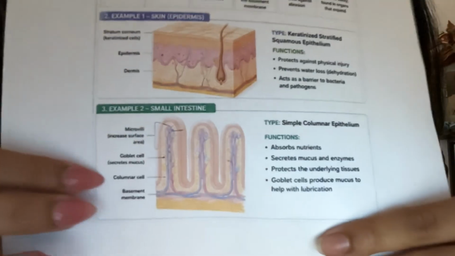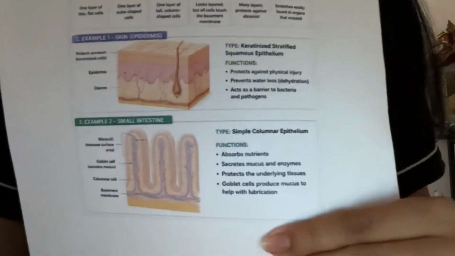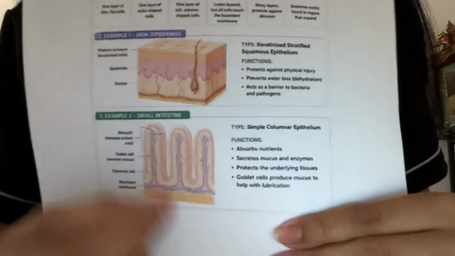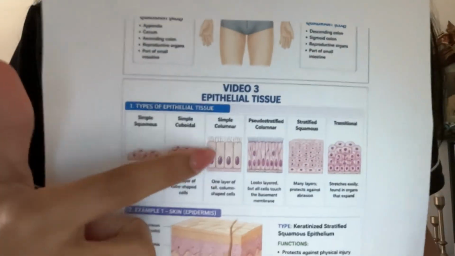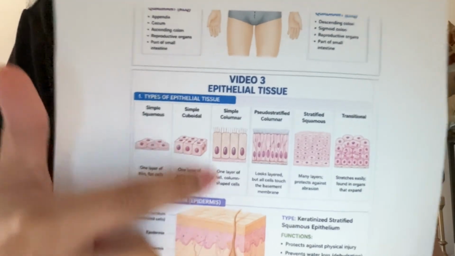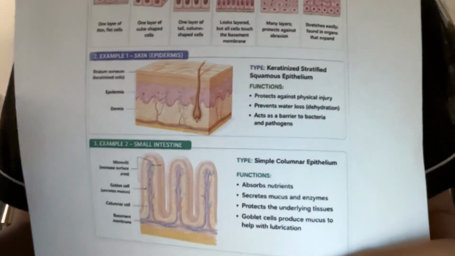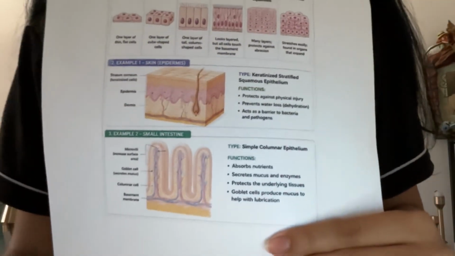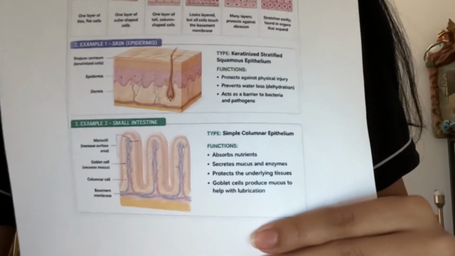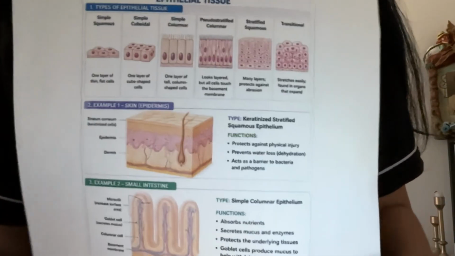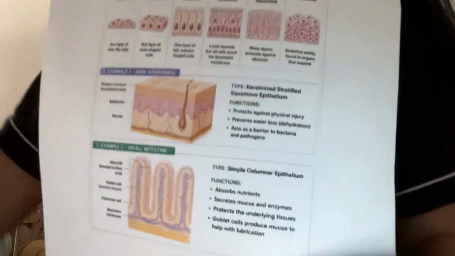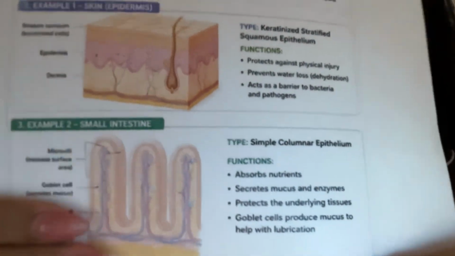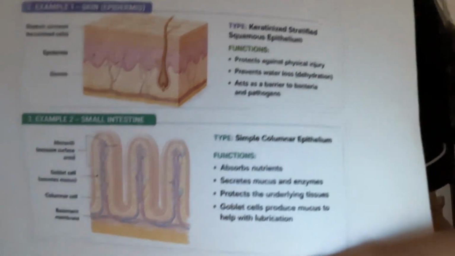Then we also have an example here of the small intestine, which is a simple columnar epithelium, as we said right here, because it helps us absorb any nutrient. The cells contain tiny projections called microvilli, which increase the surface area for absorption. The simple columnar epithelium also contains goblet cells, which produce mucus that lubricates and protects the intestinal lining.